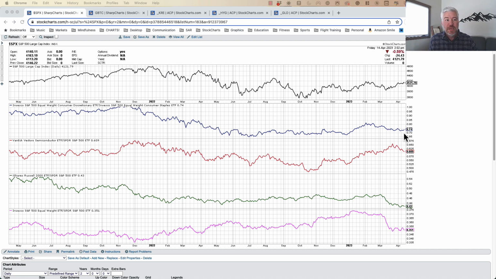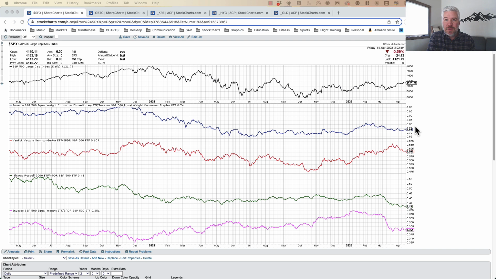The second panel down is the consumer discretionary versus consumer staples, and we're using equal weighted ETFs. The RCD, which is an equal weighted version of the XLY, a commonly used consumer discretionary ETF. Instead of the XLP, we're using the RHS, which is an equal weighted consumer staples ETF.